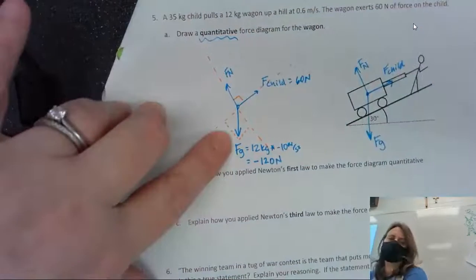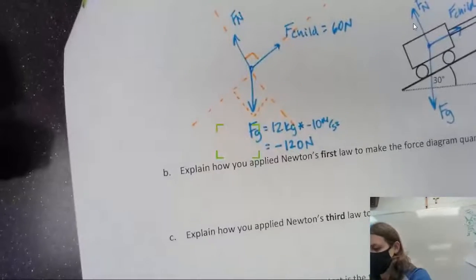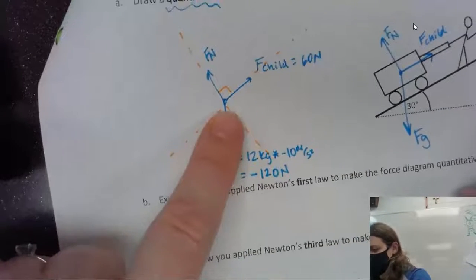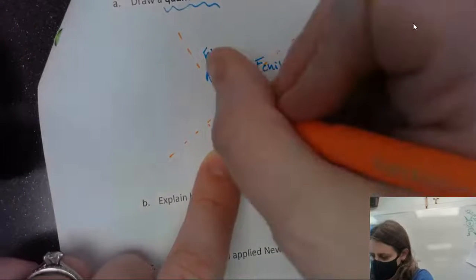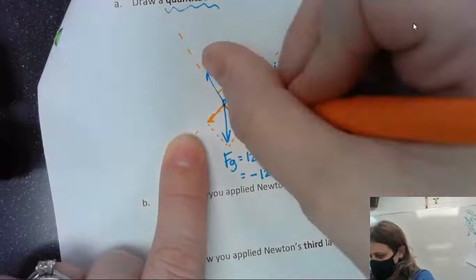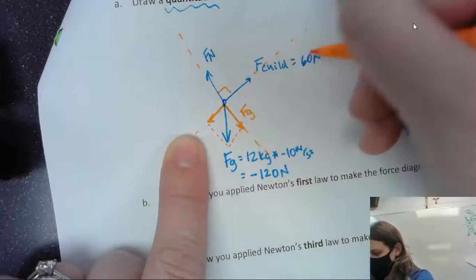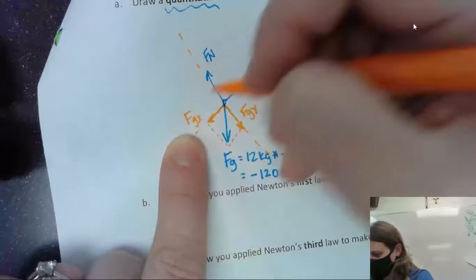Careful with your rectangles, guys. This is something I saw a couple of times on that quiz. So you want to make sure you draw your rectangle so that the force that is not on your axis is the diagonal line of your rectangle. And then we can draw our components for gravity. So here's force of gravity in the vertical direction and force of gravity in the horizontal direction.